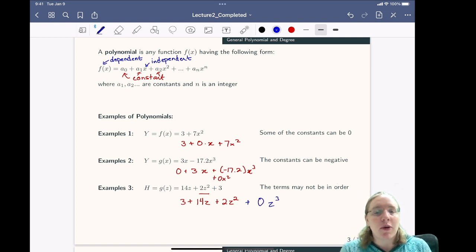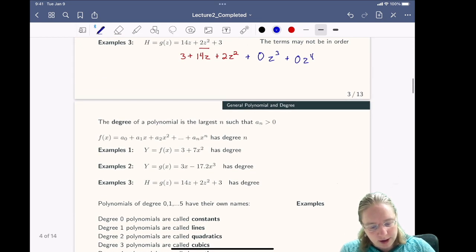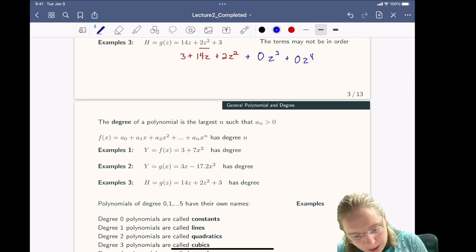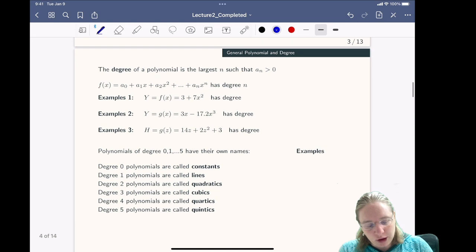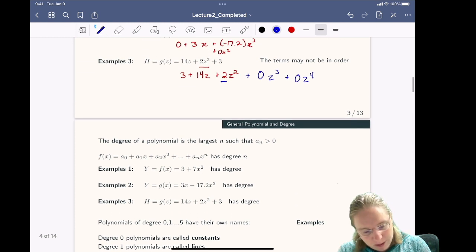that term would not show up, and all other terms after this, so 0z to the fourth, would all have constants that are 0. So the largest one of the constants that is not 0, for example, in our case, the 2 in this function determines the degree of the polynomial. So the degree of this polynomial would be 2, a squared.